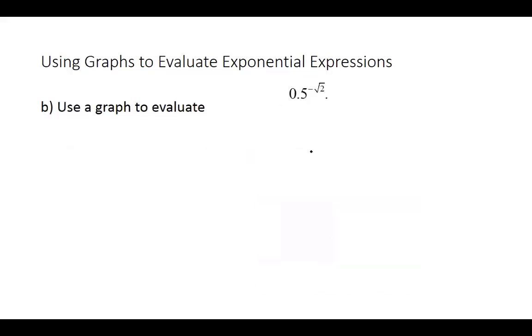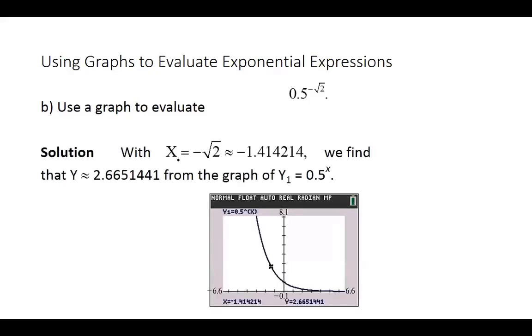You can also evaluate 0.5 to the power of minus radical 2 using the same method. We're going to evaluate what minus radical 2 is equal to. Using our calculator, that would be about minus 1.414214. When you graph y1 is equal to 0.5 to the power of x, when x is equal to this value, we can find y1, and you can see y would be equal to 2.6651441, as you would get it using your calculator.